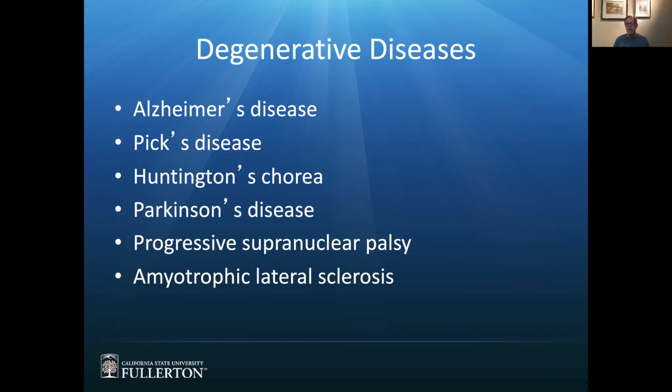Okay, Pick's disease is almost like Alzheimer's disease, but it's more posterior in the brain, and that's the way it starts. It starts more around the parietal lobes, and it's progressive as well, as is Alzheimer's.